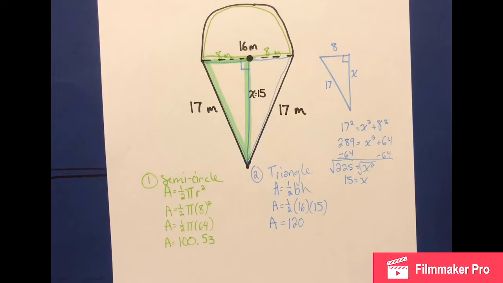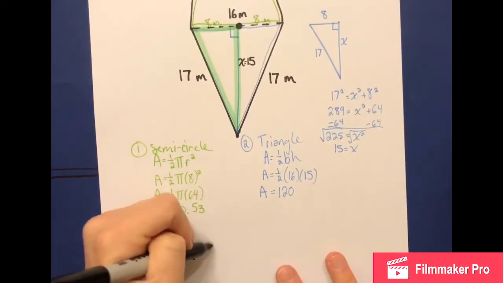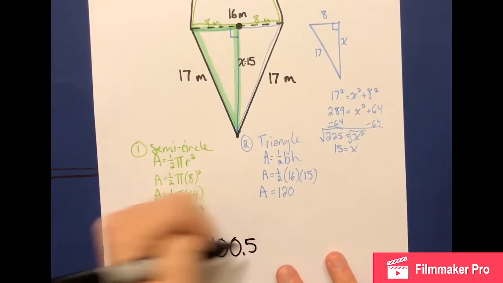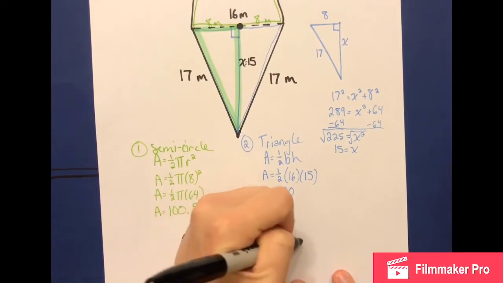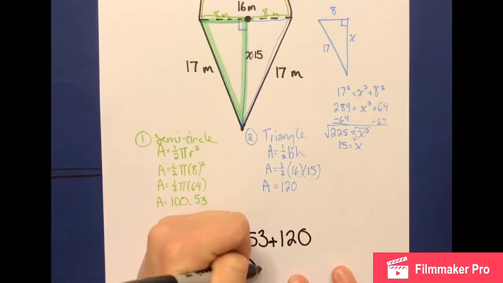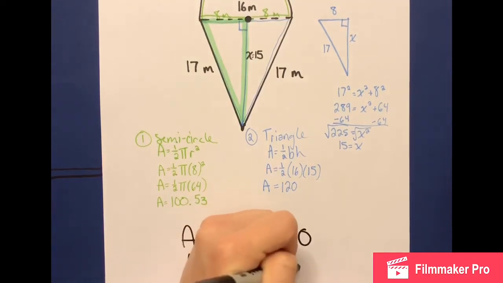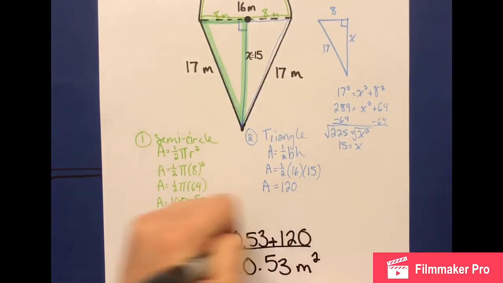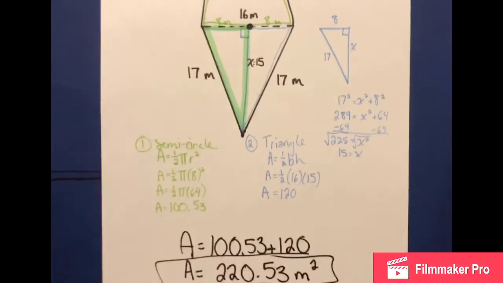Last step here is I'm just going to add them. I'm going to say, okay, my area is 100.53 plus 120. Area is equal to 220.53, and that's meters squared. And that's lovely.